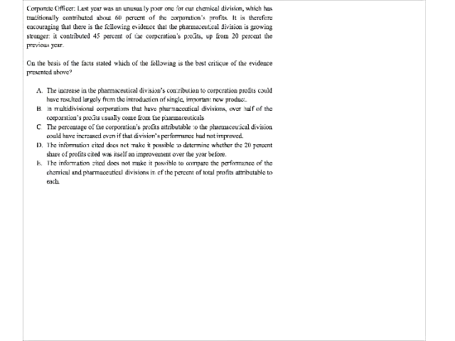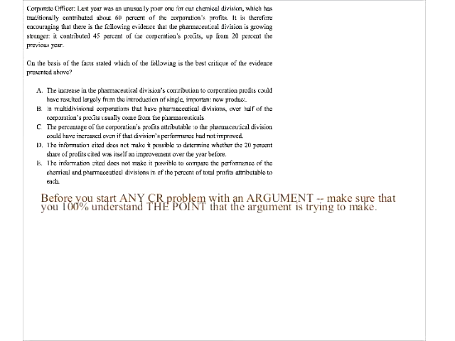So before you start any of these problems, let's analyze this real quick. Before you start any critical reasoning problem with an argument, make sure that you understand absolutely 100% the point that the argument is trying to make. So the point that the argument is trying to make here is that the pharmaceutical division has experienced absolute growth.